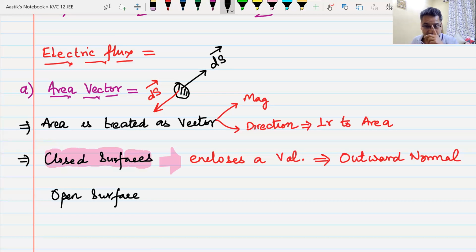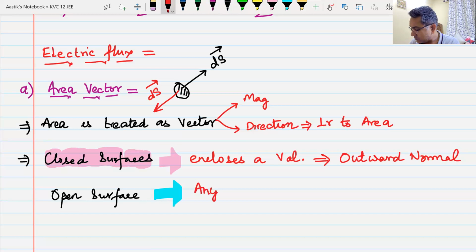This closed surface is very important because your favorite topic, Gauss law, only talks about the closed surface. A surface which encloses a volume is a closed surface. For a closed surface, the direction of area vector is always taken as the outward normal. For an open surface, you can take any normal, whether it is outward or inward.